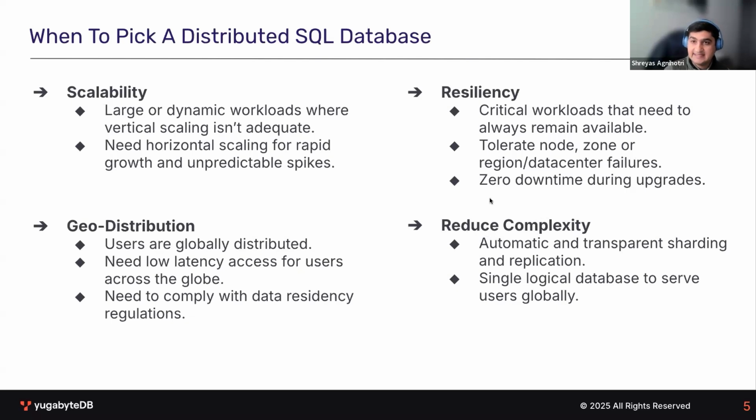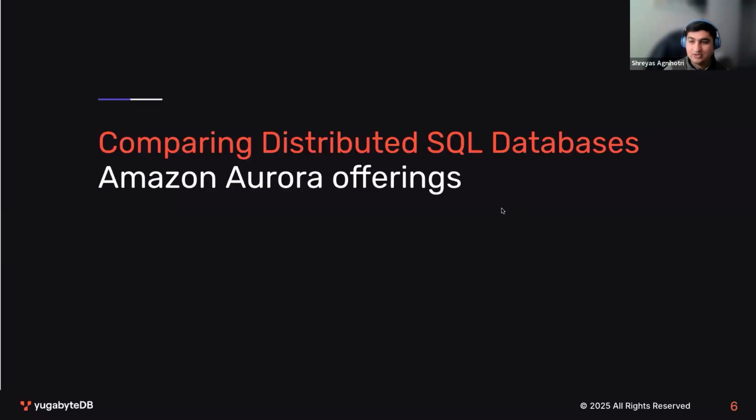So with all of those reasons, now that we have laid out the foundation for when distributed SQL databases are a better candidate, let's take a look at some of the concrete examples. I'm going to invite Anand to talk about our first distributed SQL database that we are going to cover today, which is Amazon Aurora DSQL and other offerings in the Aurora family. So take it away, Anand.